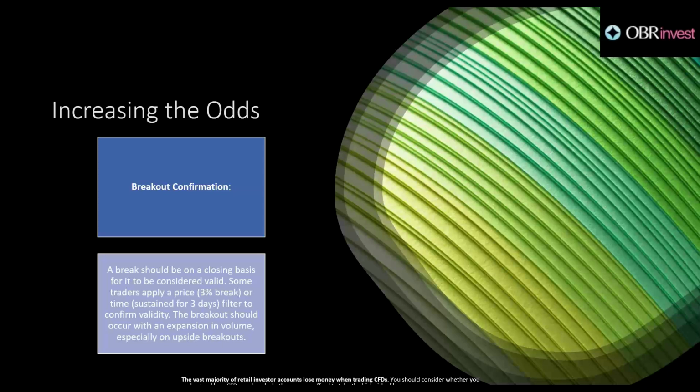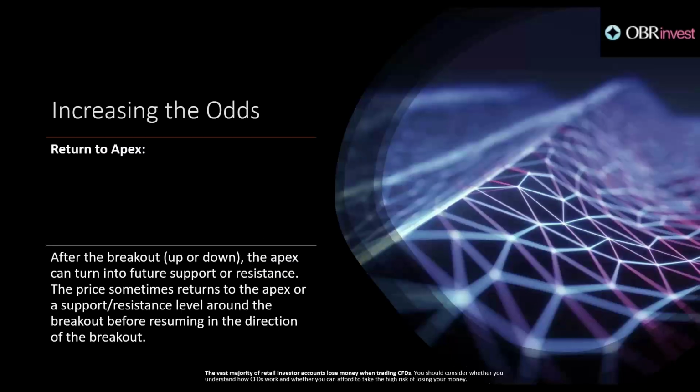A break, and then you need the breakout confirmation. A break should be on the closing basis for it to be considered valid. The breakout should occur with an expansion in volume, especially on upside breakouts. After a breakout, the apex can turn into future support or resistance. The price sometimes returns to the apex or a support or resistance level around the breakout before resuming in the direction of the breakout.